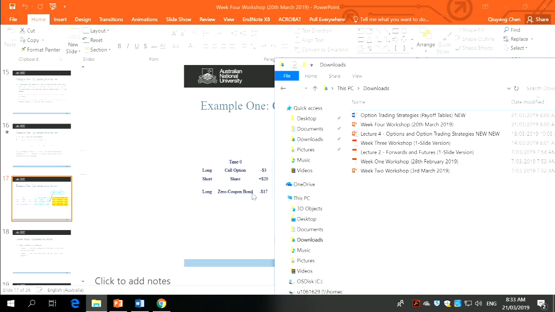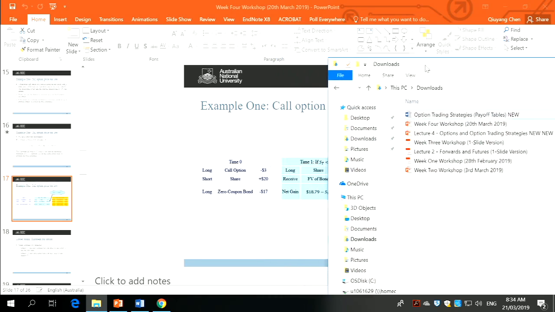All right? And how do we finance these two purchases? Well, we can short sell the share. Shorting the share means we're getting $20 today. Right? We can use the $20 to finance these two purchases. So once we set up this portfolio, let's move forward.